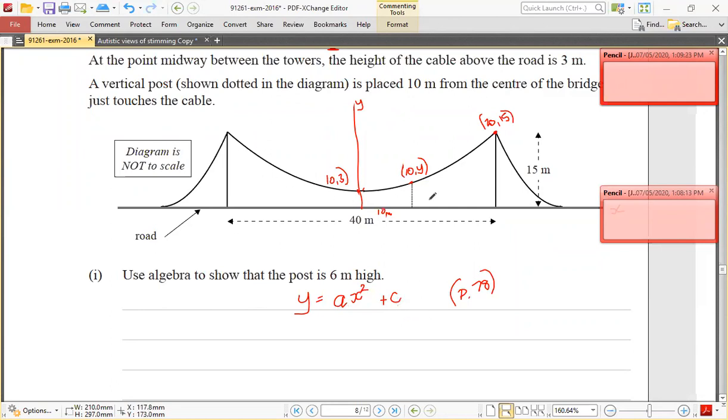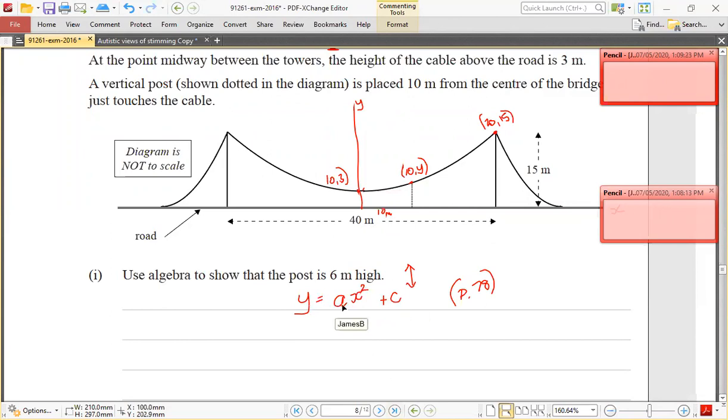If that's a parabola, normally it would cross here, wouldn't it? What does the C represent? Remember, C is when it goes up or down. Has our parabola gone up? Yes. By what? 3. Yes. So this is going to be y equals ax squared plus 3.